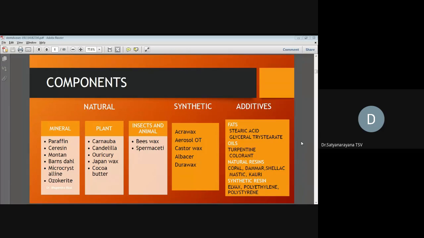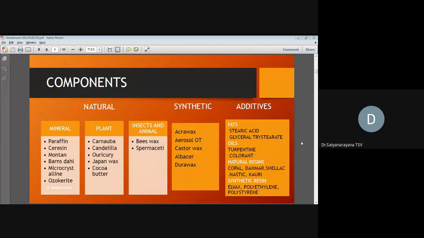Usually natural waxes can be obtained from minerals, from plants, and from insects and animals. Synthetic waxes are usually byproducts of refineries. That means when you heat oils and so on, what you get is the refinery product, and from the refinery you get synthetic waxes. Mainly, mineral waxes are paraffin, resin, Montan, Ceresin, crystalline, microcrystalline, and Ozokerite.